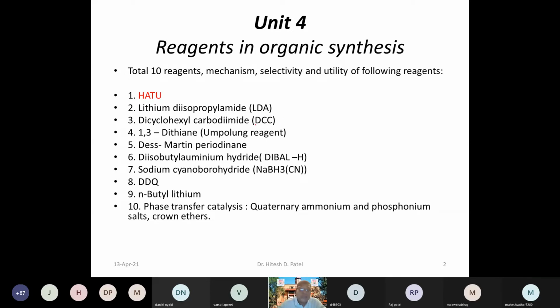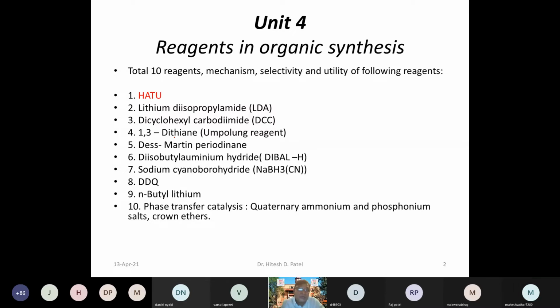So whenever in a reaction water is eliminated, and due to the presence of water the reaction is reversible, then in that condition we can use DCC. Then 1,3-dithiane. This reagent has a special characteristic. It means, suppose you are talking about the carbonyl group, C double bond O group.